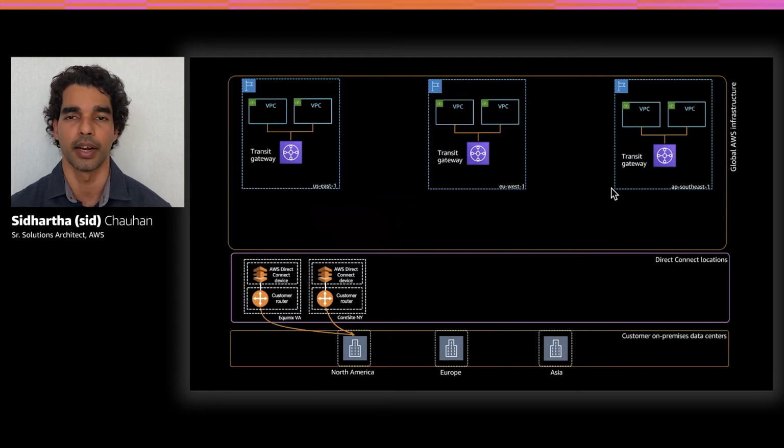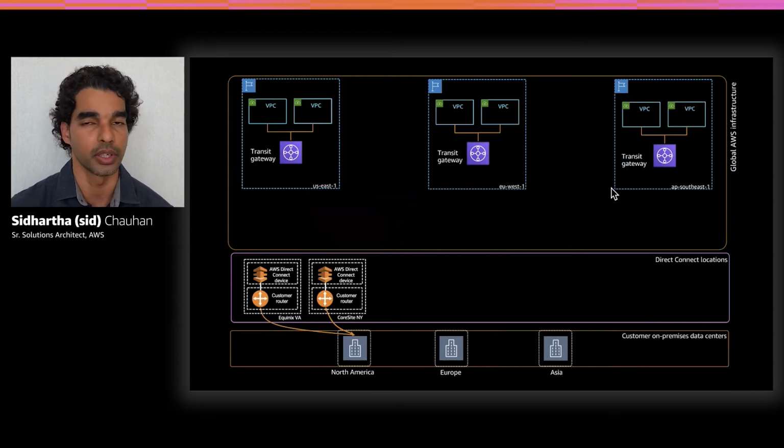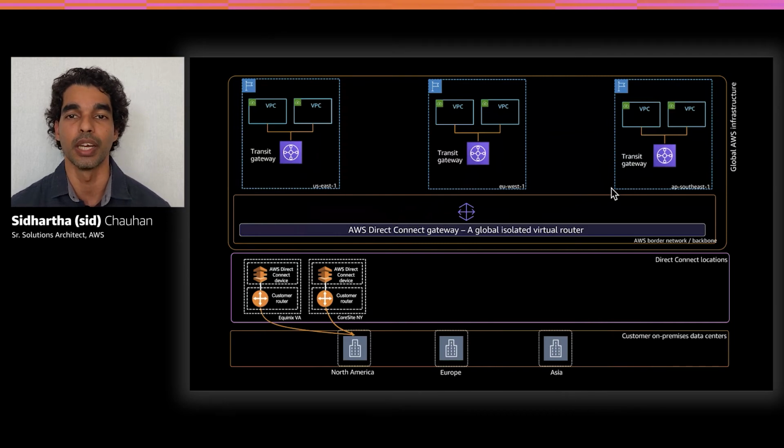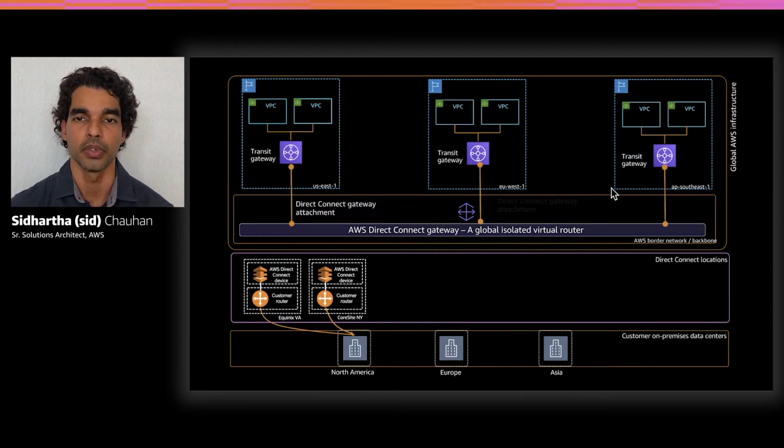Now you have physical connectivity, but how do you get access to AWS resources, which is your transit gateway, your VPCs? In order to do that, you need to create a Direct Connect gateway. Direct Connect gateway is a global, isolated virtual router. It sits within your account and it only interacts with your resources. It's completely dedicated for you. It's highly available. It connects to all the transit gateways globally, so it's a global resource.